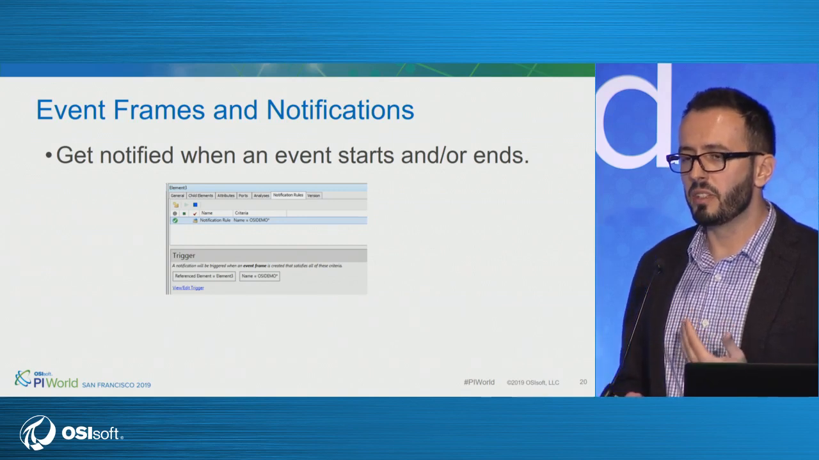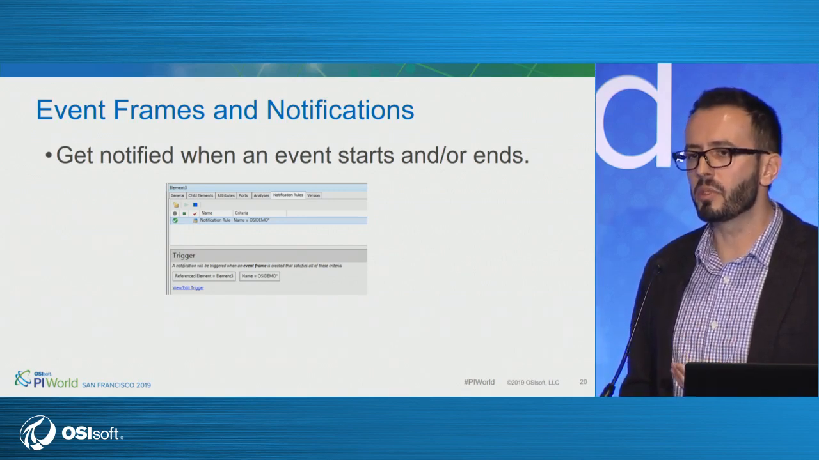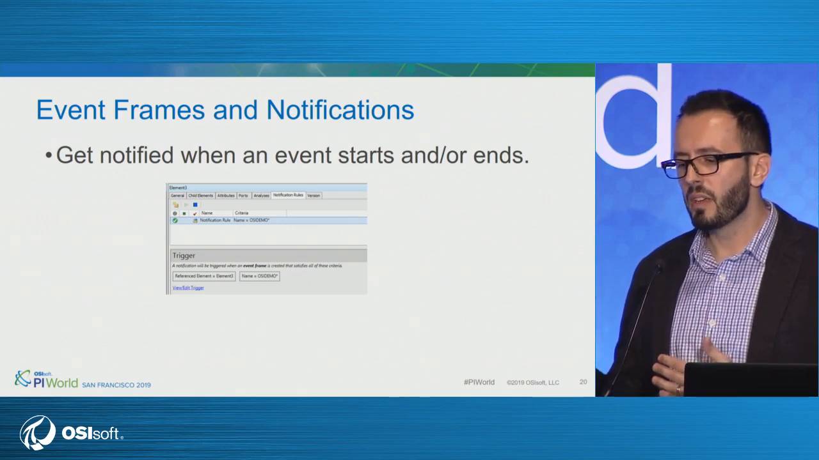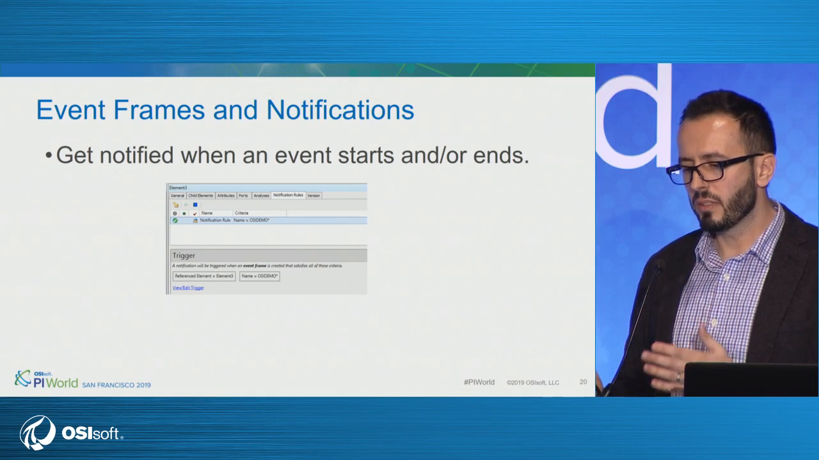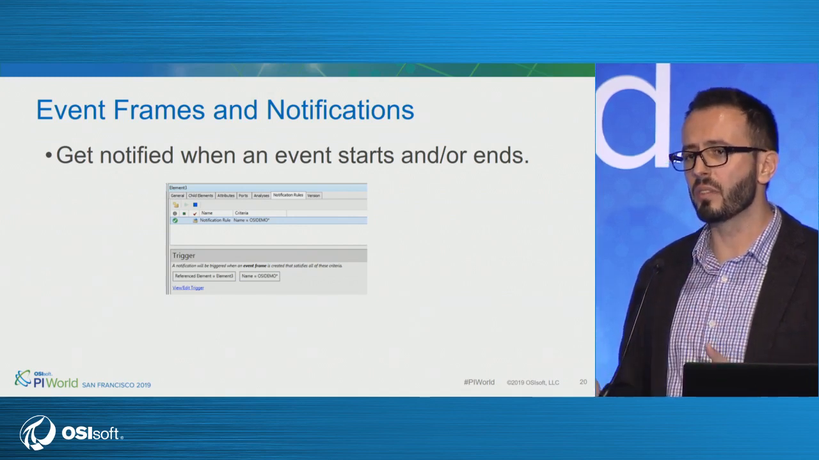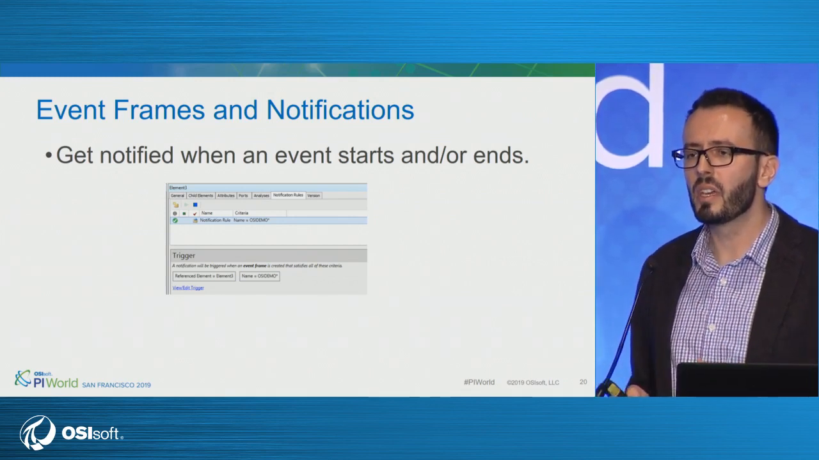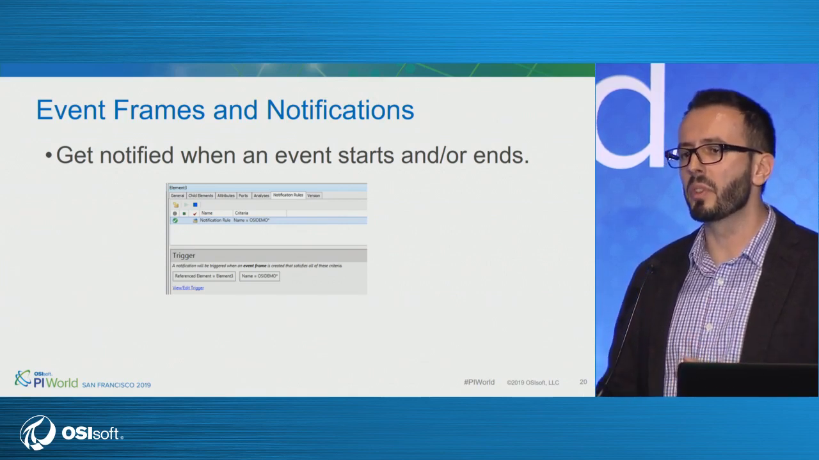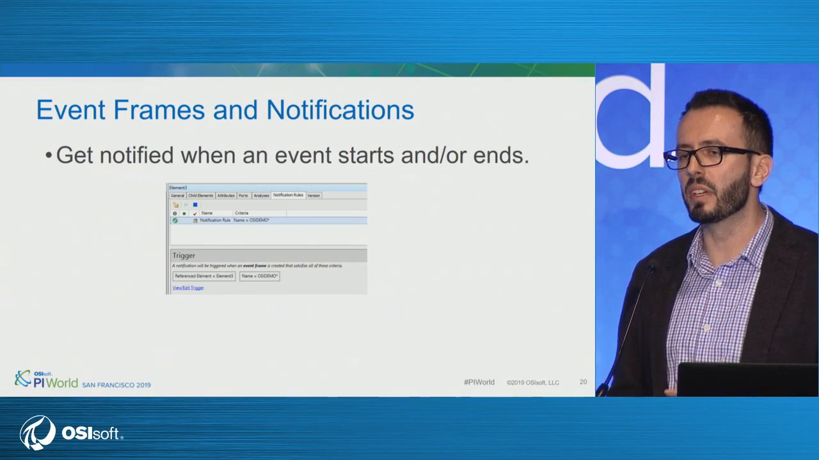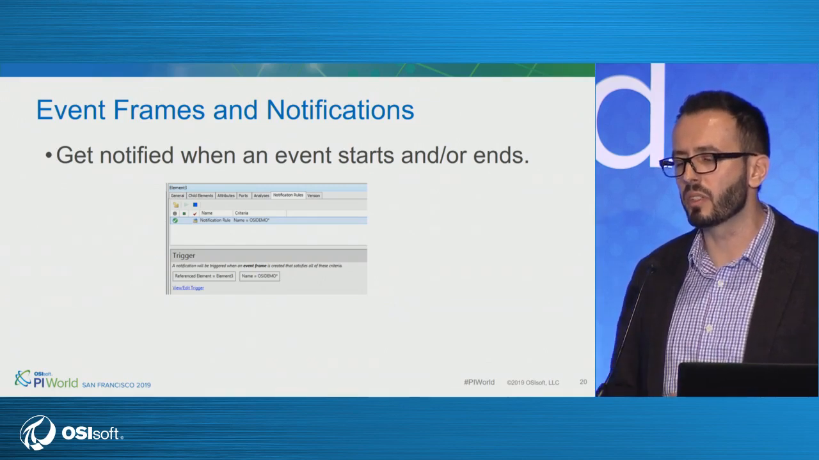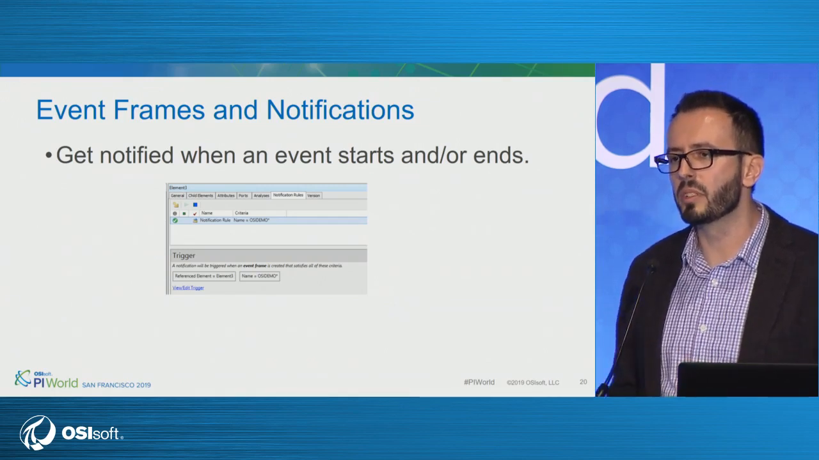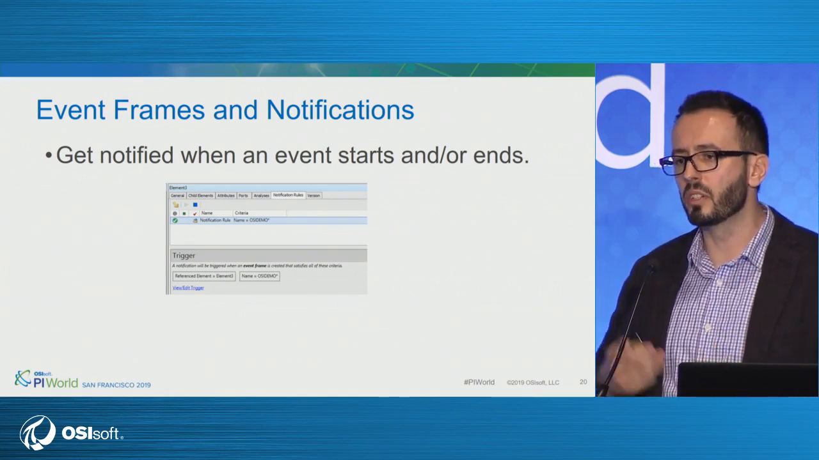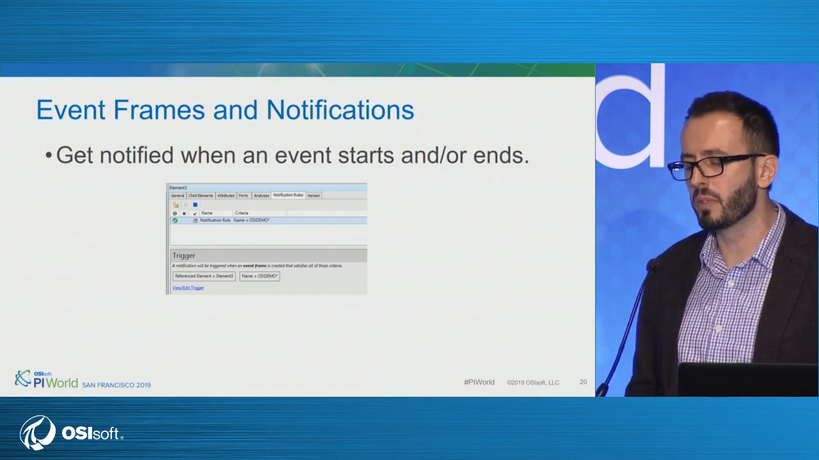The emails that are sent to the interested parties can contain a format that you define, and they can also have information about the event itself, the data points around the event, and they could even have a snapshot of a trend embedded within the email for that event itself. So it's very useful information that can be provided to the interested party at the frequency of the event. And this can be done at the start of the event and/or the close of the event frame itself.